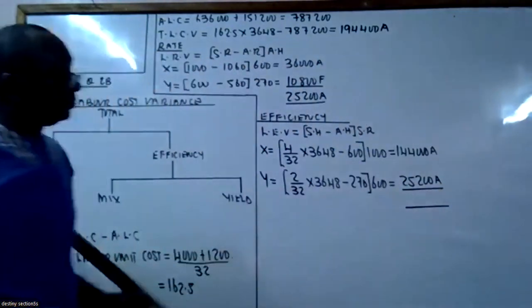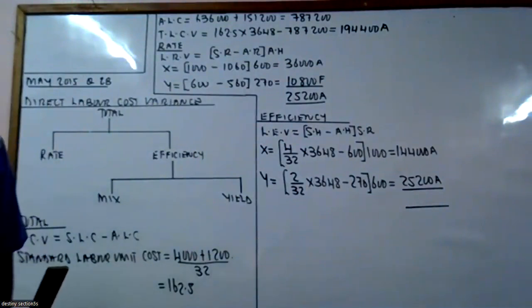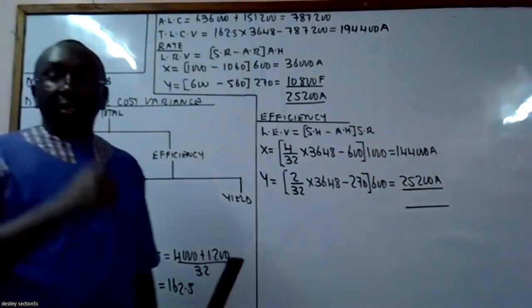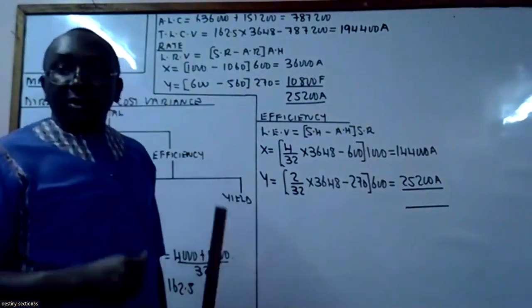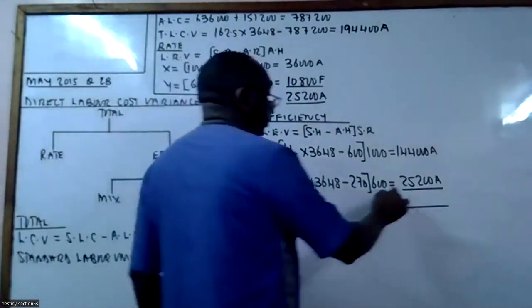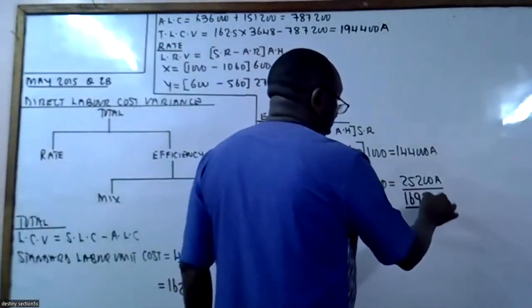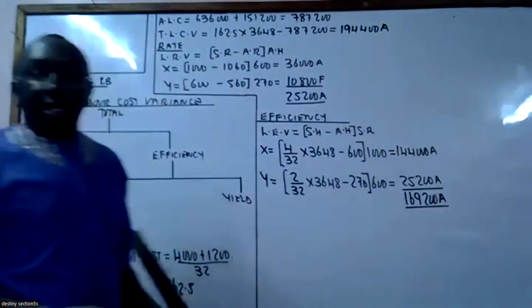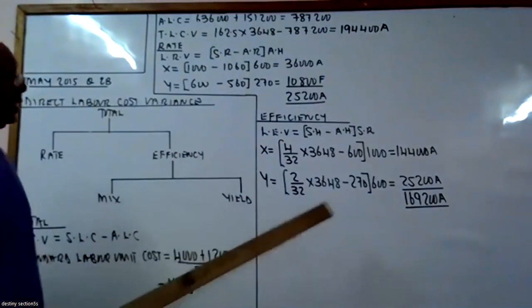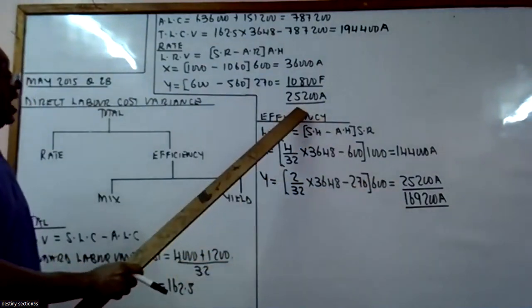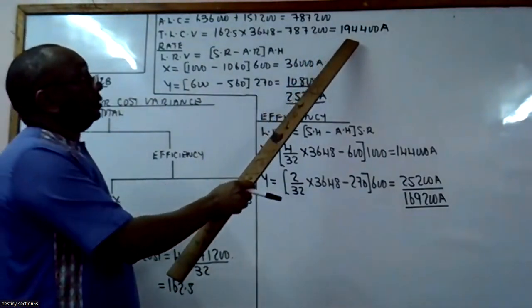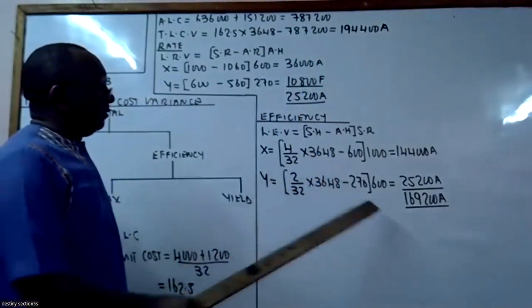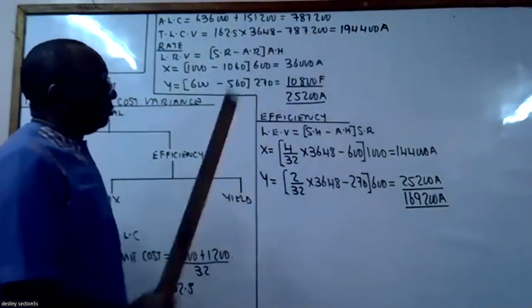So if you combine these two, tell me what you get. 169,200 adverse. And just like I told you yesterday, if you combine this 169 with this 25, it should bring you back to this 194. This efficiency plus this rate should take you back there.